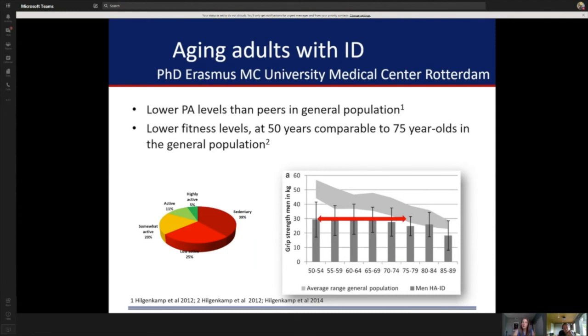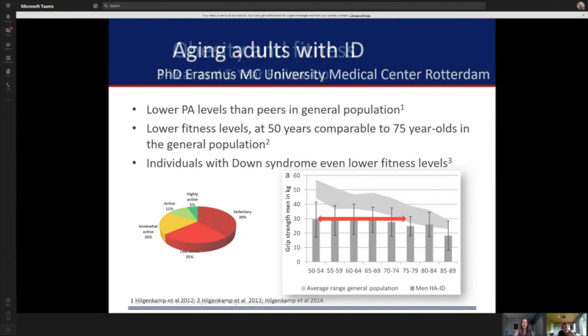But it does mean that at 50, the physical fitness that would be involved in daily tasks and daily functioning is lower than you would need for staying independent. And that's not necessarily due to their intellectual disability. This is just their physical fitness that is influencing their independence. For individuals with Down syndrome, we saw even lower fitness levels. So fitness is not the only issue.